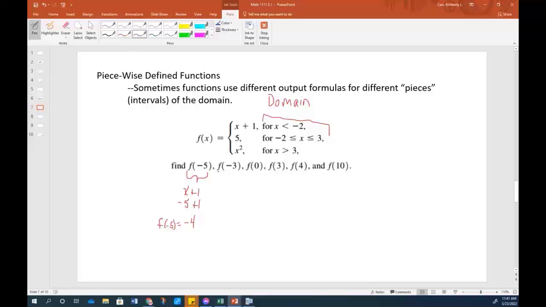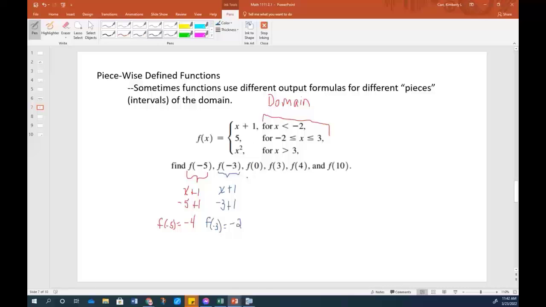Then if I've got f of negative 3, first thing you want to do is figure out which domain negative 3 fits into. Well, negative 3 is still less than negative 2, so it still fits into the domain for x plus 1. So now I have negative 3 plus 1. The answer to that is negative 2. So f of negative 3 is negative 2.